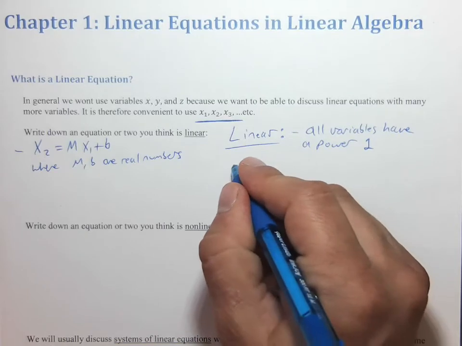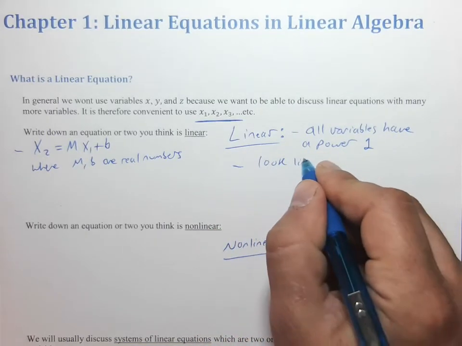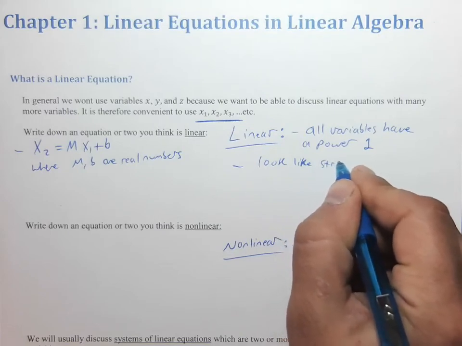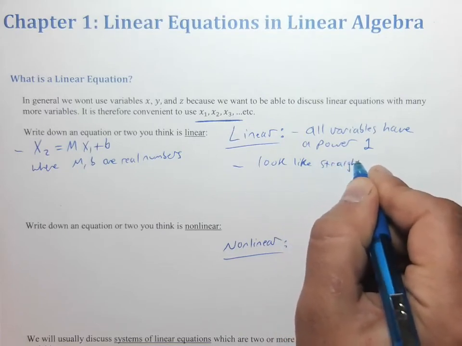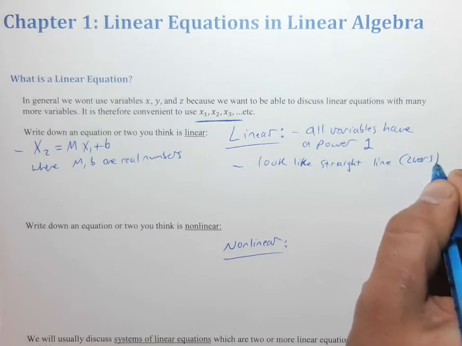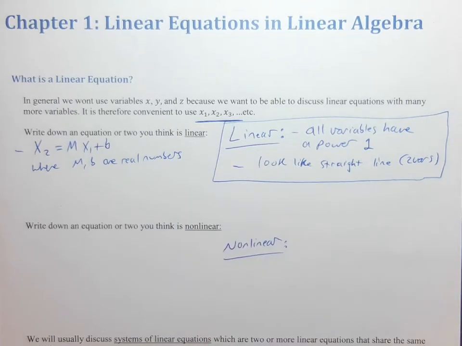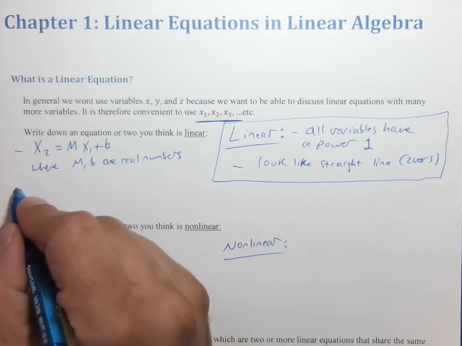And visually speaking, that means they make straight lines. It looks like a straight line if we have two variables. Or if we're in higher dimensions, it looks like a plane. So think about a piece of paper. And so, for example, a linear equation in a higher dimension might look like this.